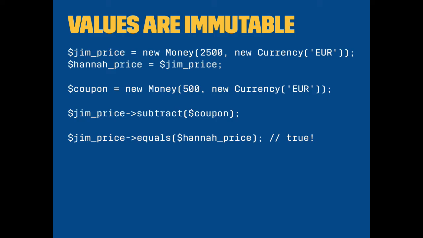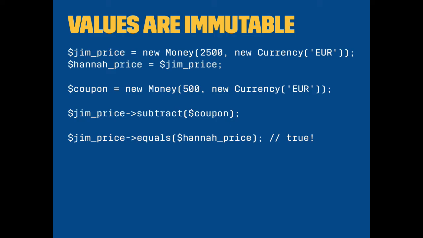Values are immutable. Like the number 5, if I add 1 to it, it becomes the number 6. It's not 5 with a new value, it becomes something else. So when we use value objects in our code, we're going to enforce this immutability, and this is why. Let's say Jim and Hannah both share the same object, which is €2,500. Now if I give a coupon to Jim for €500, it should decrease Jim's price, but not Hannah's price.